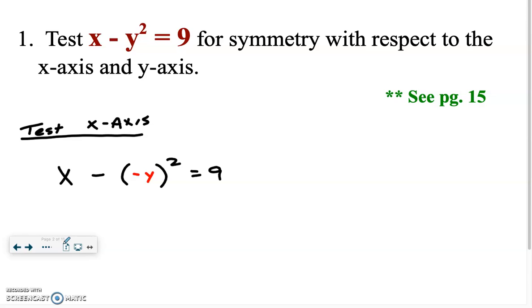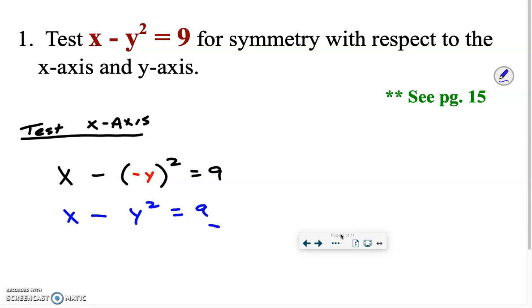If we get the exact same thing back, then we're symmetric to the x-axis. Does that make sense? Let's test this out. We've got x minus... what happens when I have negative y and I square it? What do I get there, please? Just y squared, and that equals 9. So this is what we end up with. How does that compare to my original? It's the exact same. Because it's the exact same, then yes, we have x-axis symmetry. That makes sense?